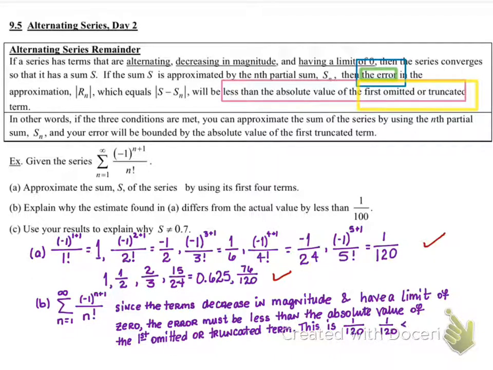1 over 120 is in fact less than 1 over 100. We could also say that our error has to be less than 1/100th.